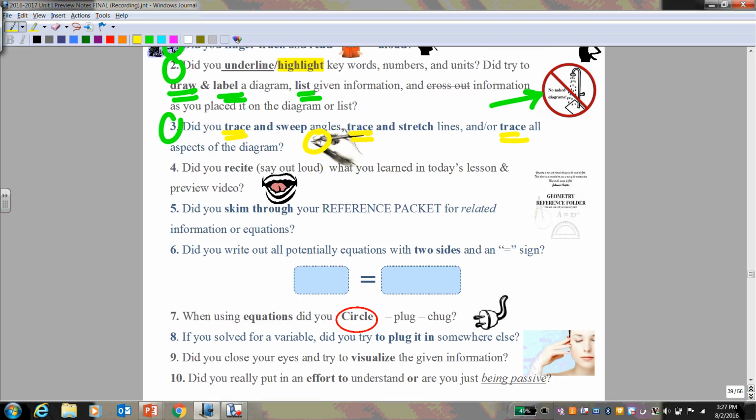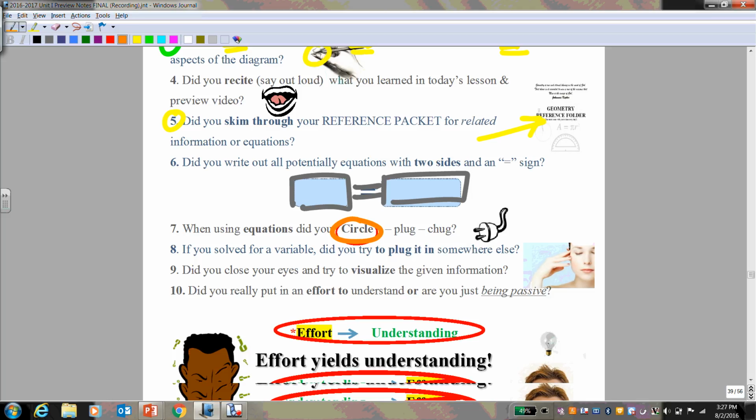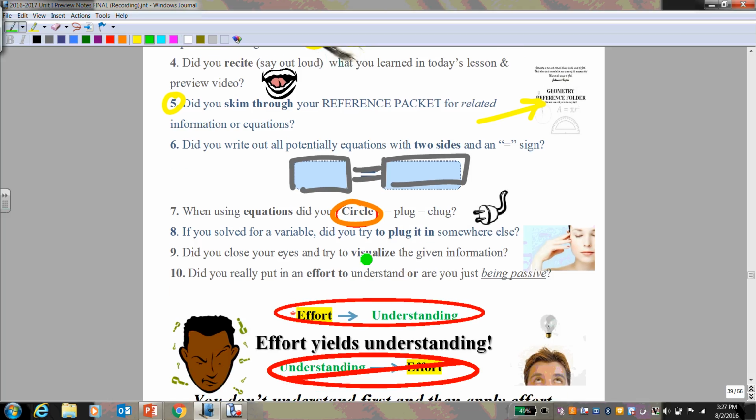Did you recite or say aloud what you learned in today's lesson or in the video? You don't know what to do? Did you skim through your reference booklet? Did you write out all potential equations with an equal sign, two sides? Did you solve using circle, plug, chug? Did you stop and try to actually visualize the information?